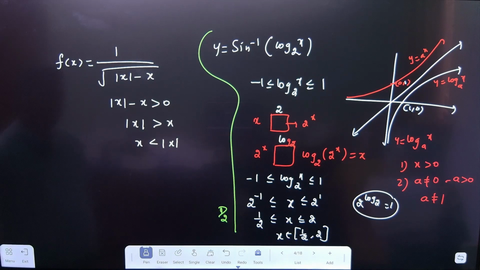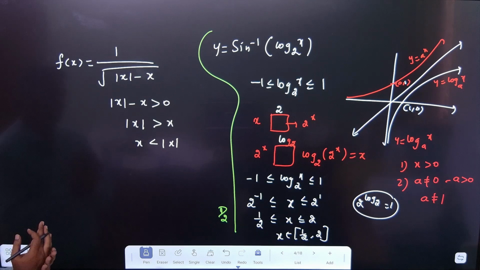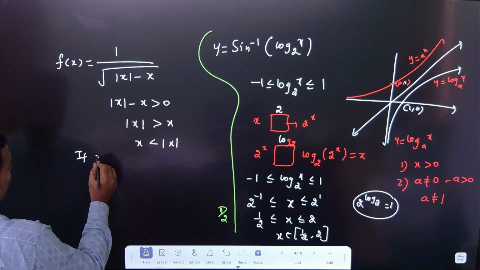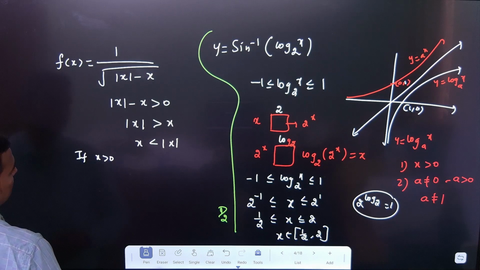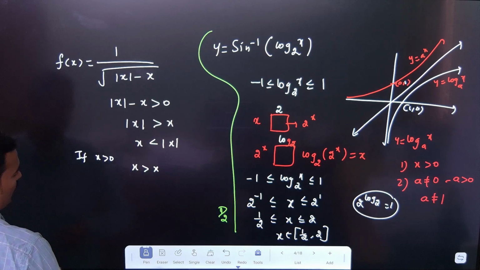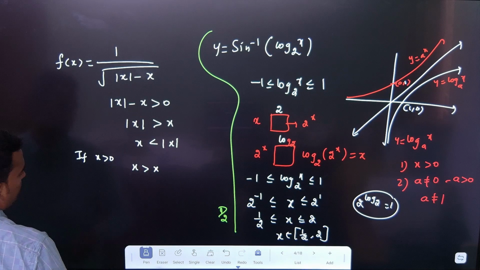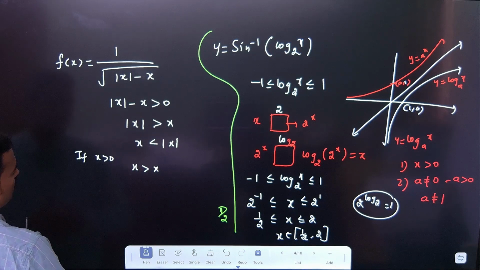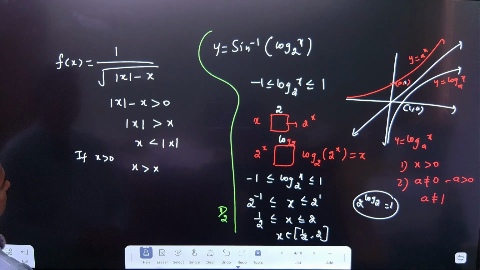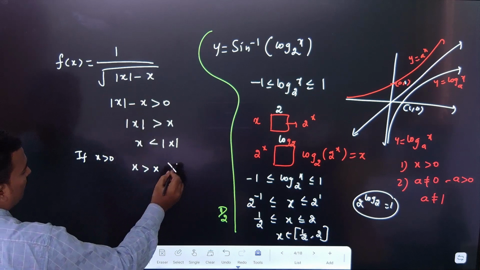So which values can we take so that it will be completely defined? Suppose you take x positive, right? Then what will we get? If x is positive, then mod x greater than x means x greater than x. This is true or not? It is not true, because x greater than x, like 0 greater than 0, is not possible, right?